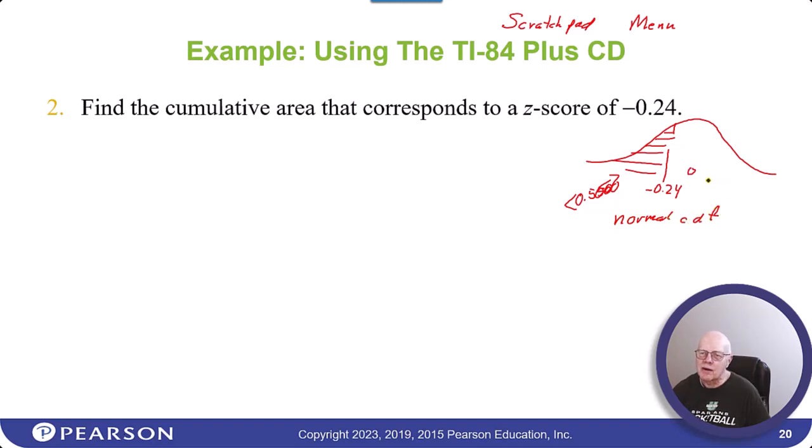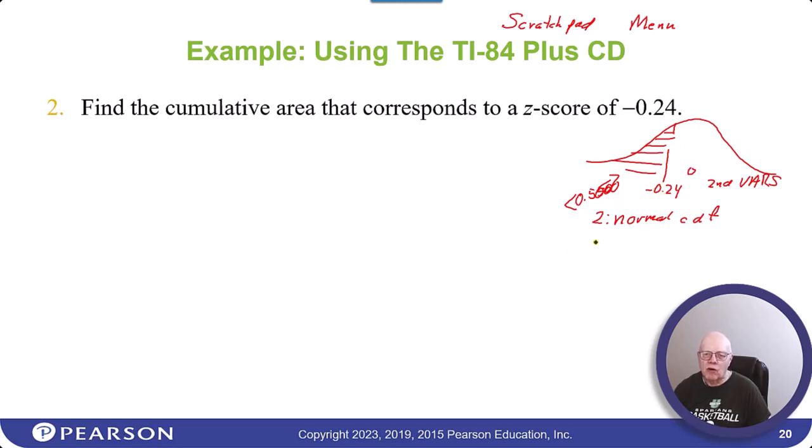How did I get there? Second bars gets me there. I want number 2. I don't want to accidentally use PDF. I want to put in 4 numbers. We want everything up to negative 0.24.